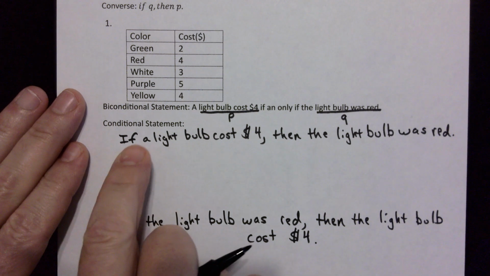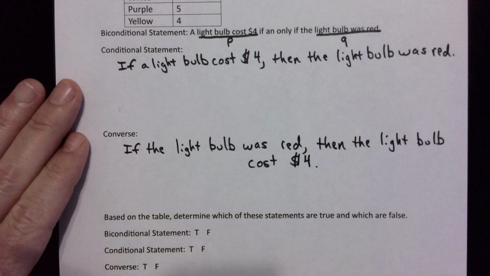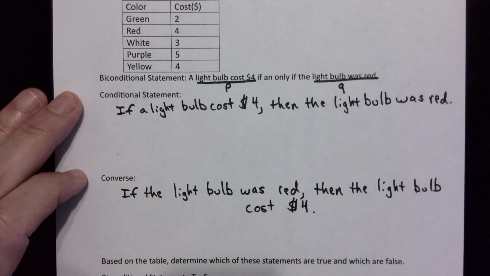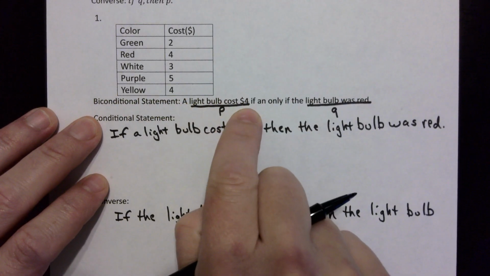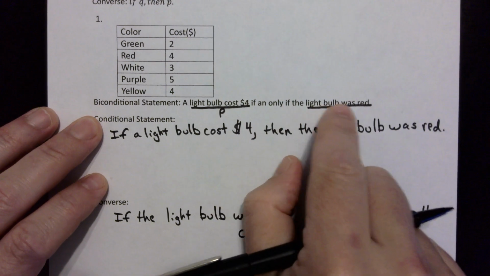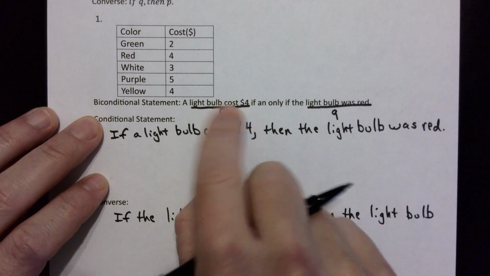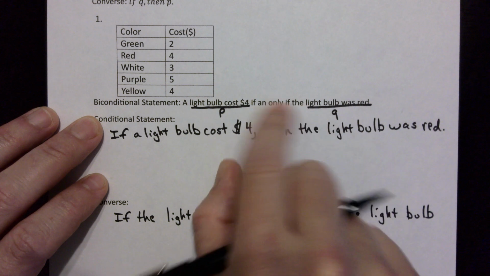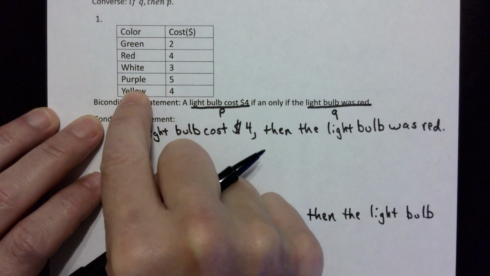The conditional statement is if P, then Q. The converse is if Q, then P. Now we need to see whether these three statements are true based on the information in the table. First, is the biconditional statement true or false? A light bulb costs $4 if and only if the light bulb was red. Is there another kind of light bulb that costs $4? We can see that the red light bulb costs $4, and we also see that yellow costs $4.